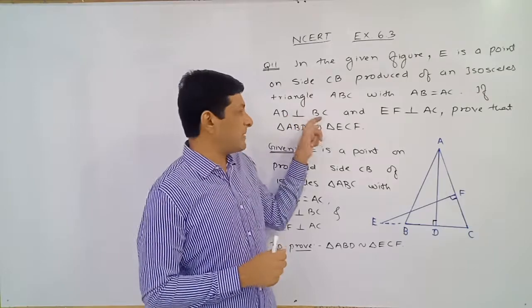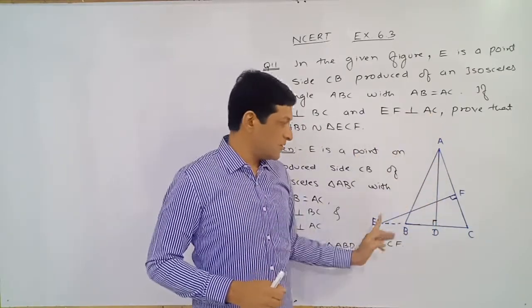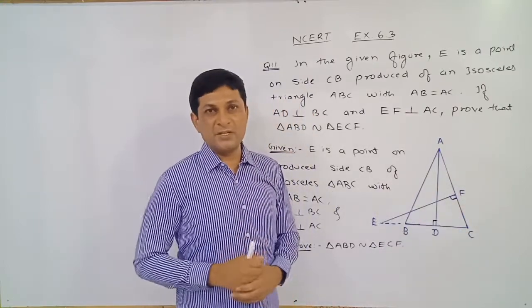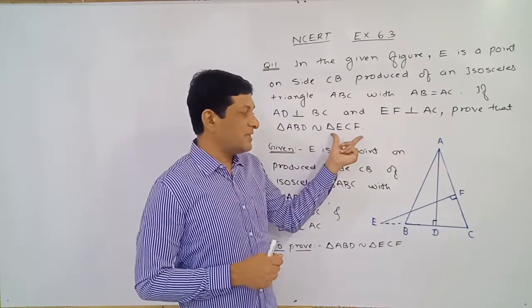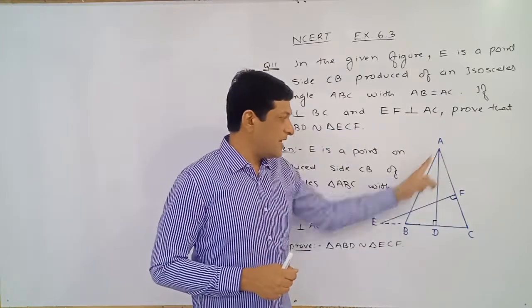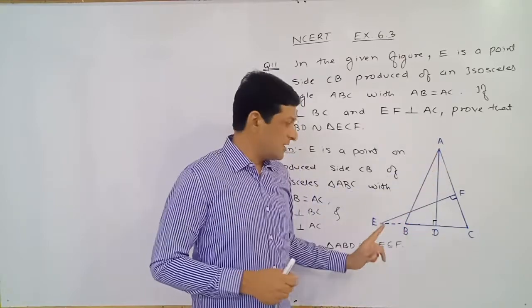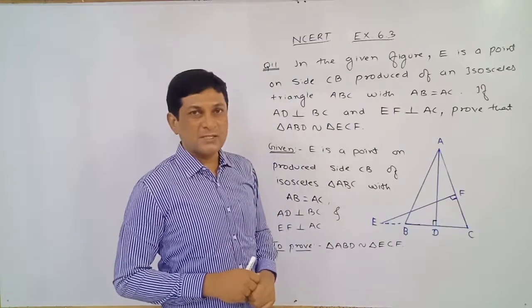AD is perpendicular to BC, which we have already shown in the figure, and EF is perpendicular to AC. Using all these conditions, we have to show that triangle ABD is similar to triangle ECF. We have to show that these two triangles are similar.